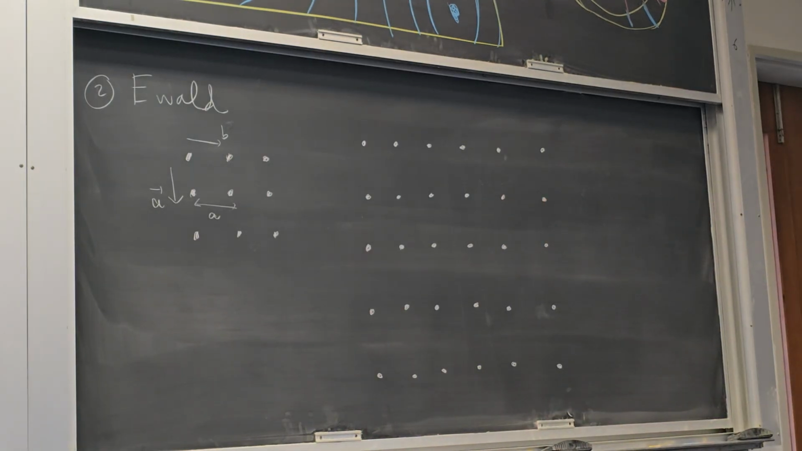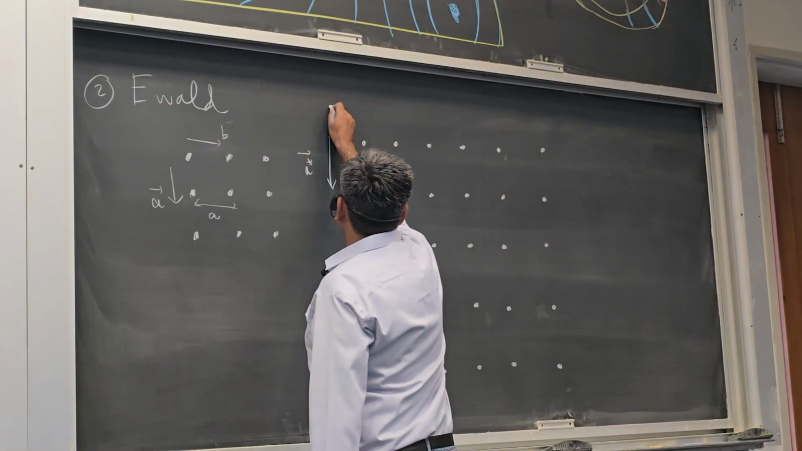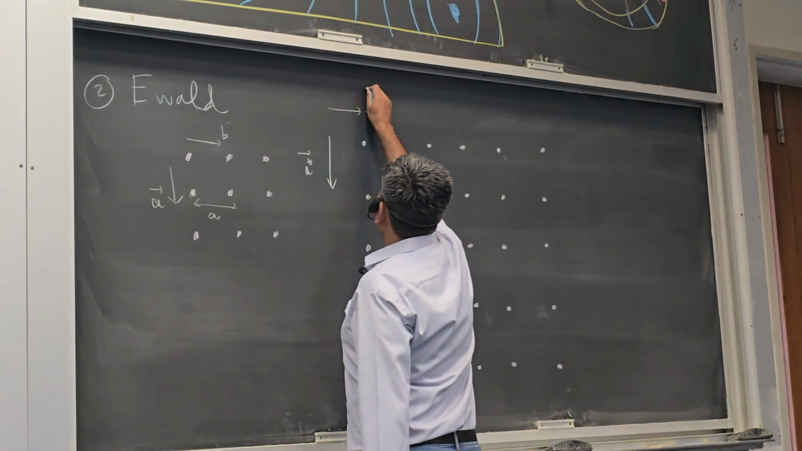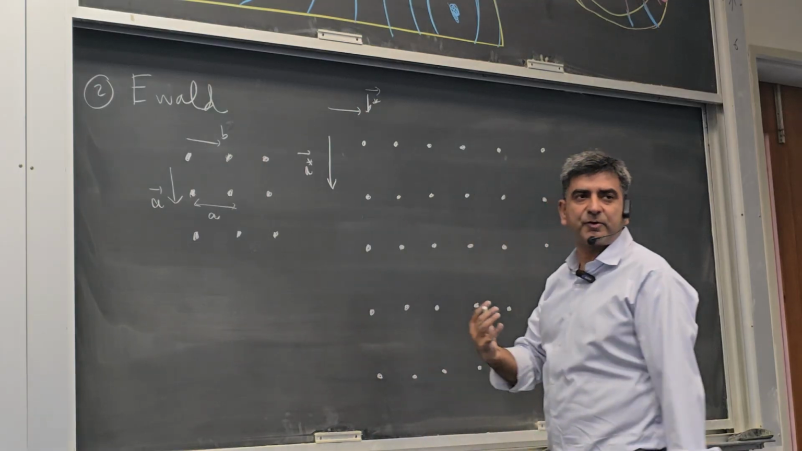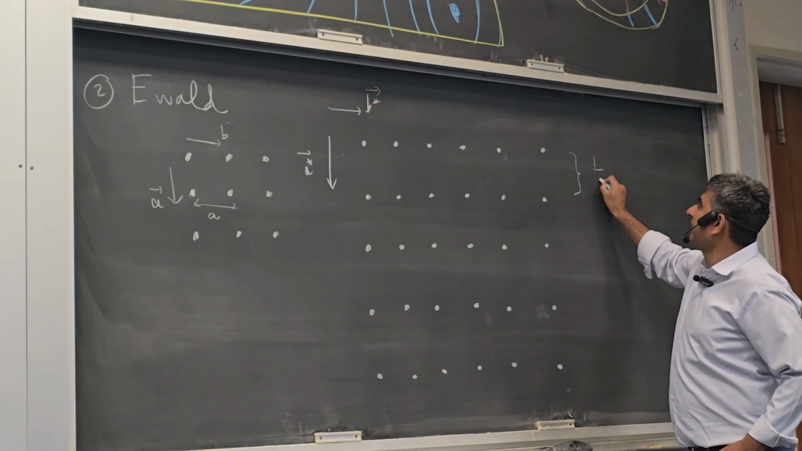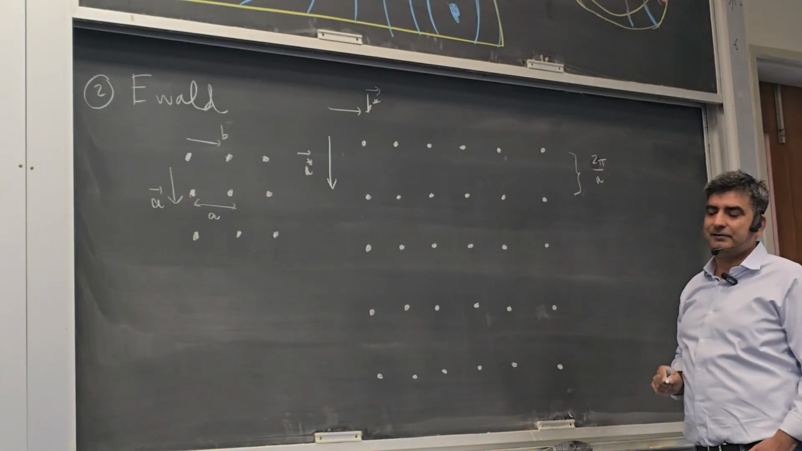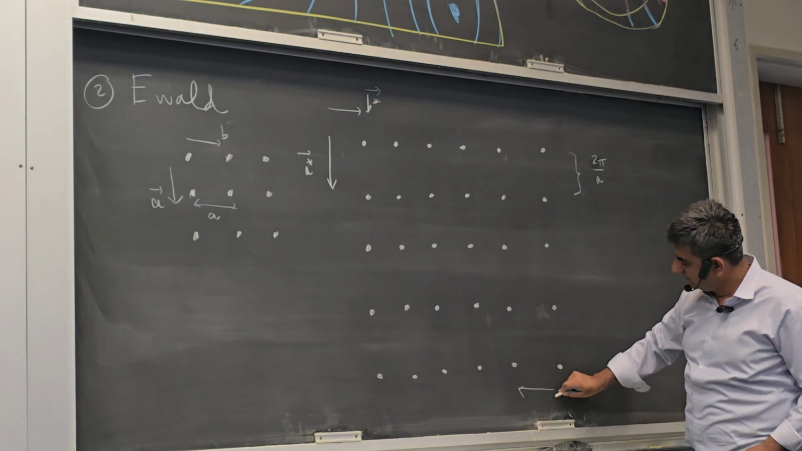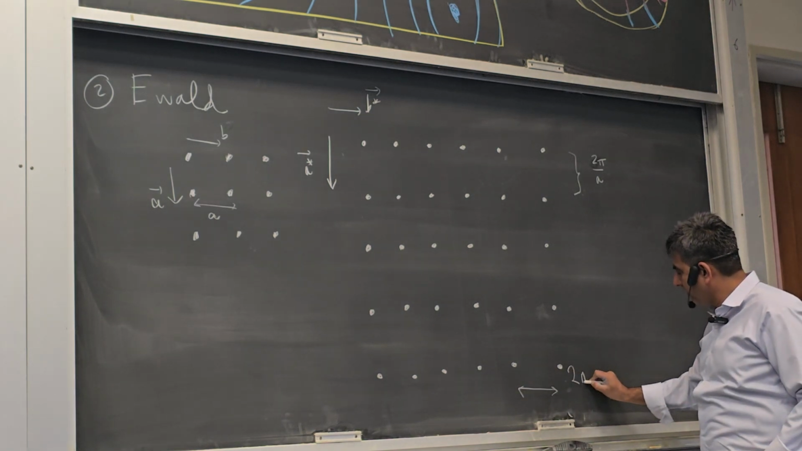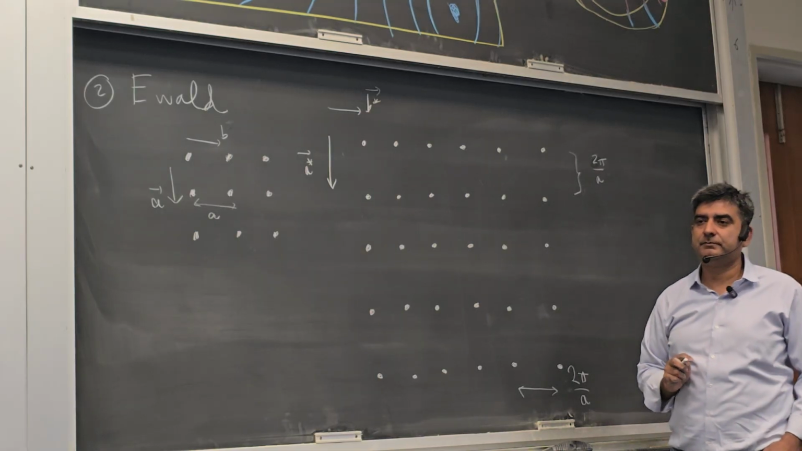Right? So this is reciprocal lattice vector A star. This is the direction of reciprocal lattice B star, and each of these points corresponds to a plane. And this spacing, by the way, is now 1 over A, or 2 pi over A, sorry. Correct? And so is this. G.